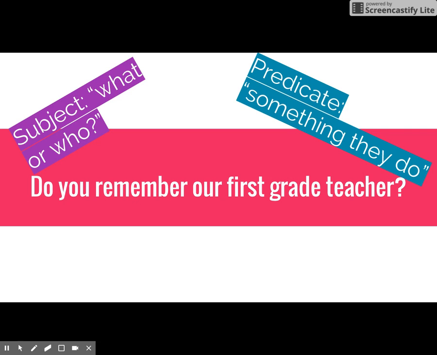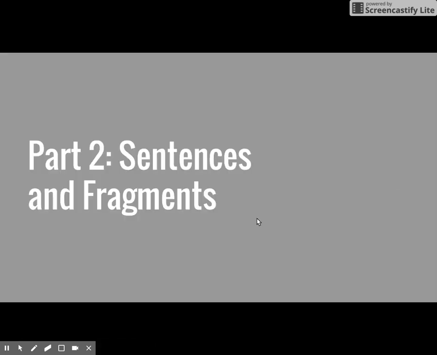Let's try this one. This one's a little trickier because it's a question, and questions in English are completely out of order. So look at this and decide who's doing the action and what are they doing. And here's where this gets a little tricky with questions, because the subject is just you, and then the predicate is do remember our first grade teacher. It just is.